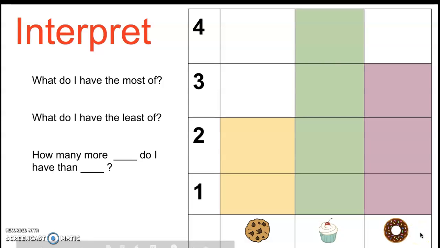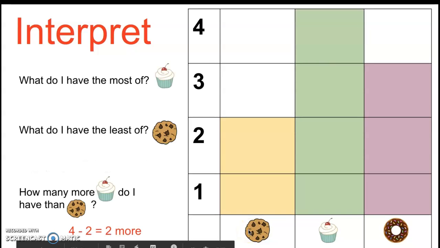I can also think about how many more blank do I have than blank. So how many more donuts do I have than cookies? Or how many more cupcakes do I have than cookies? If you said I have the most cupcakes, you are correct, because if you look at this column or bar for cupcakes, it's the highest. It's full all the way.